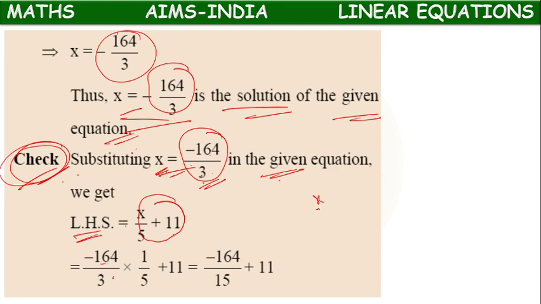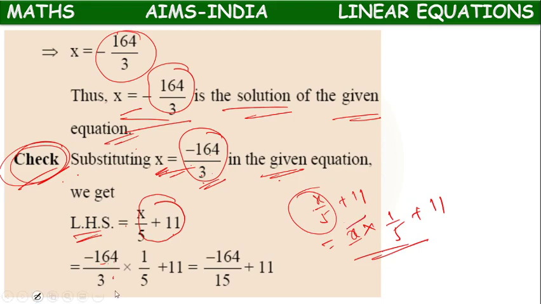This x by 5 plus 11 can be written as x into 1 by 5 plus 11, because x by 5 we can separate. x into 1 by 5 we can write. What is the value of x here? Minus 164 by 3 into 1 by 5 plus 11. 3 5 times 15. Minus 164 by 15 plus 11.